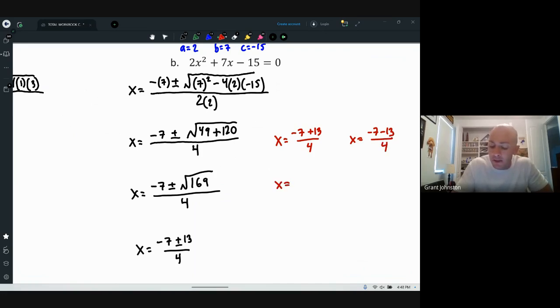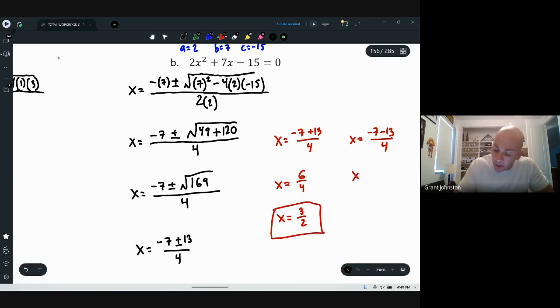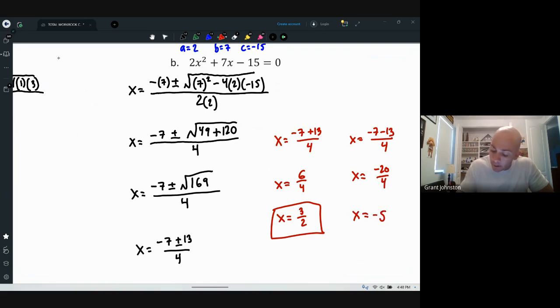Negative 7 plus 13 should be 6. 6 divided by 4 is 1.5, but I'm just going to simplify that fraction to 3 halves. Negative 7 minus 13 is negative 20, and negative 20 divided by 4 is negative 5. So those are the two solutions. That one we were able to go out and get the full solution.